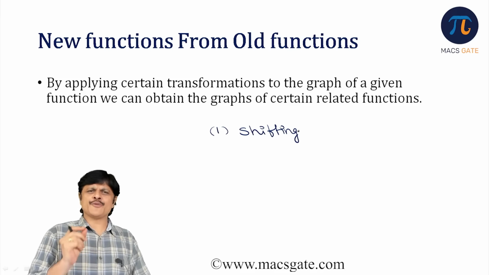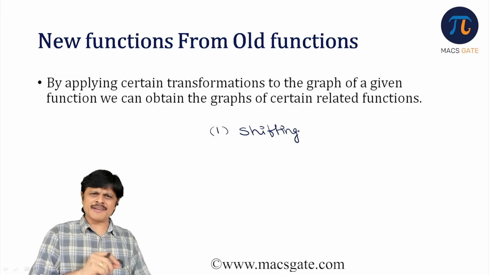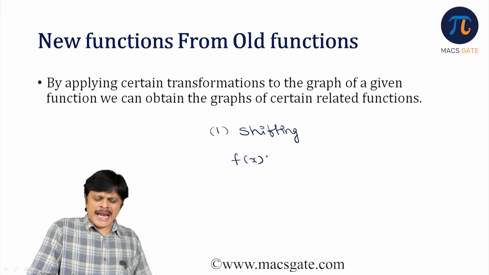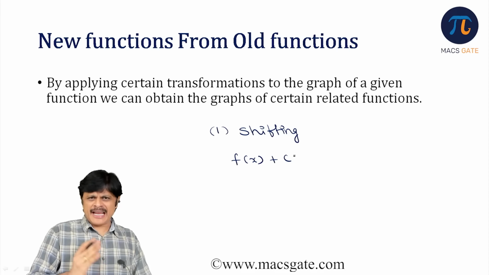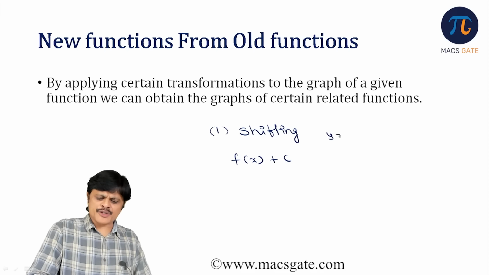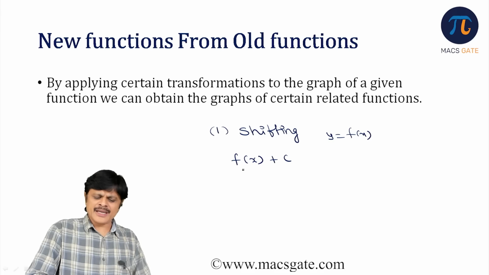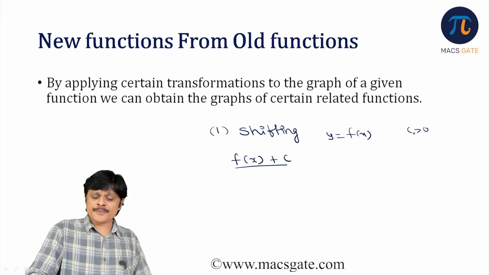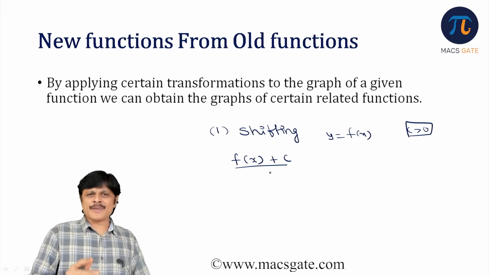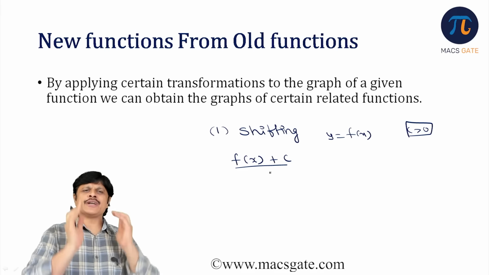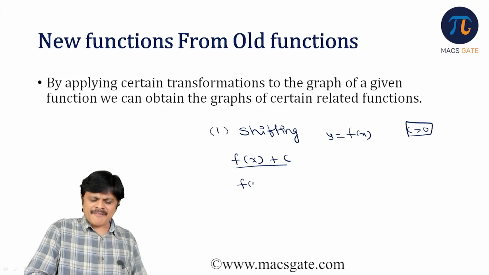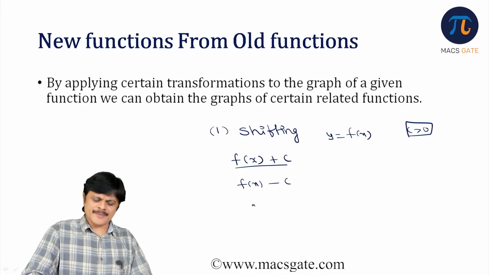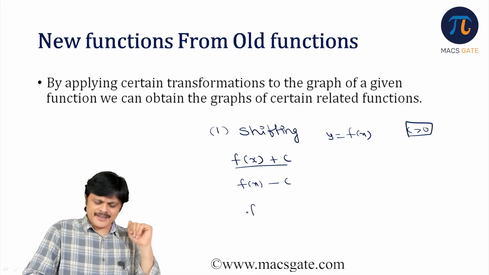So here we discuss vertical stretch, vertical shift and horizontal shift. Whenever you add c to the function, suppose y equals f(x) is the original function, and you add c outside, and c should be positive, the graph will be shifted c units upwards, and when it is f(x) minus c, the same graph will be shifted c units downwards. This is called vertical shifting.